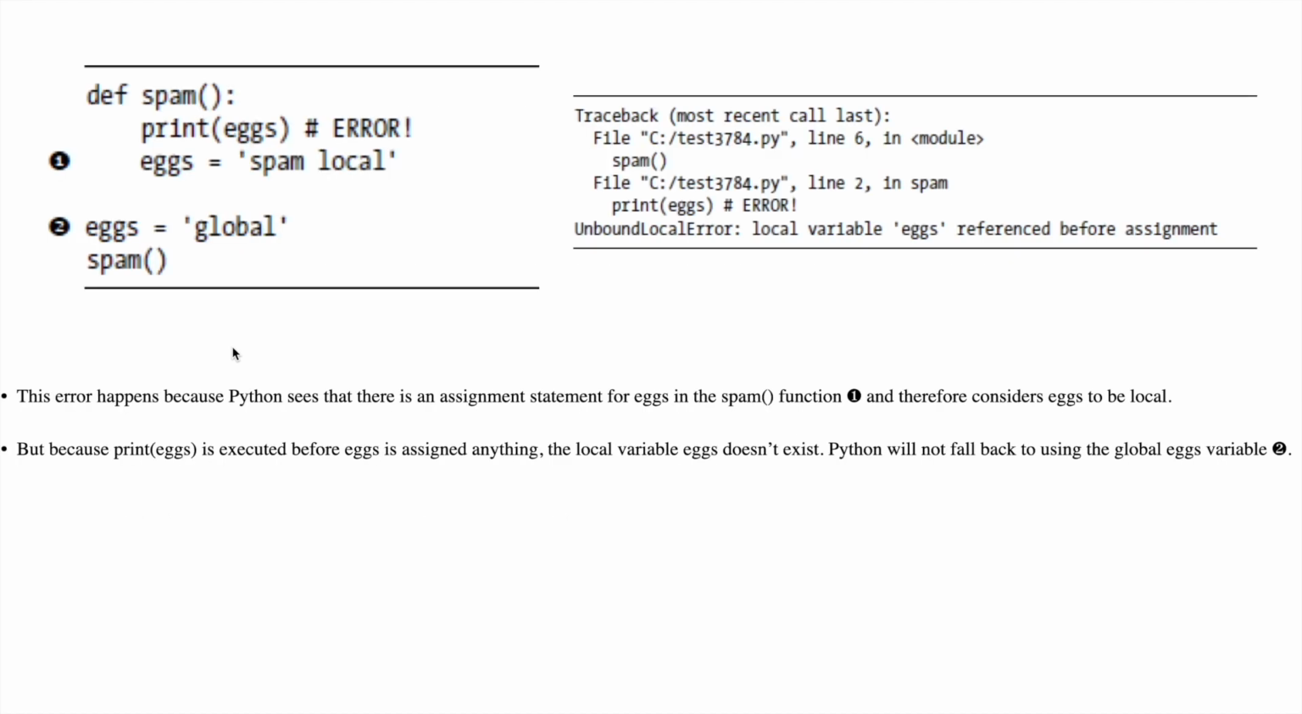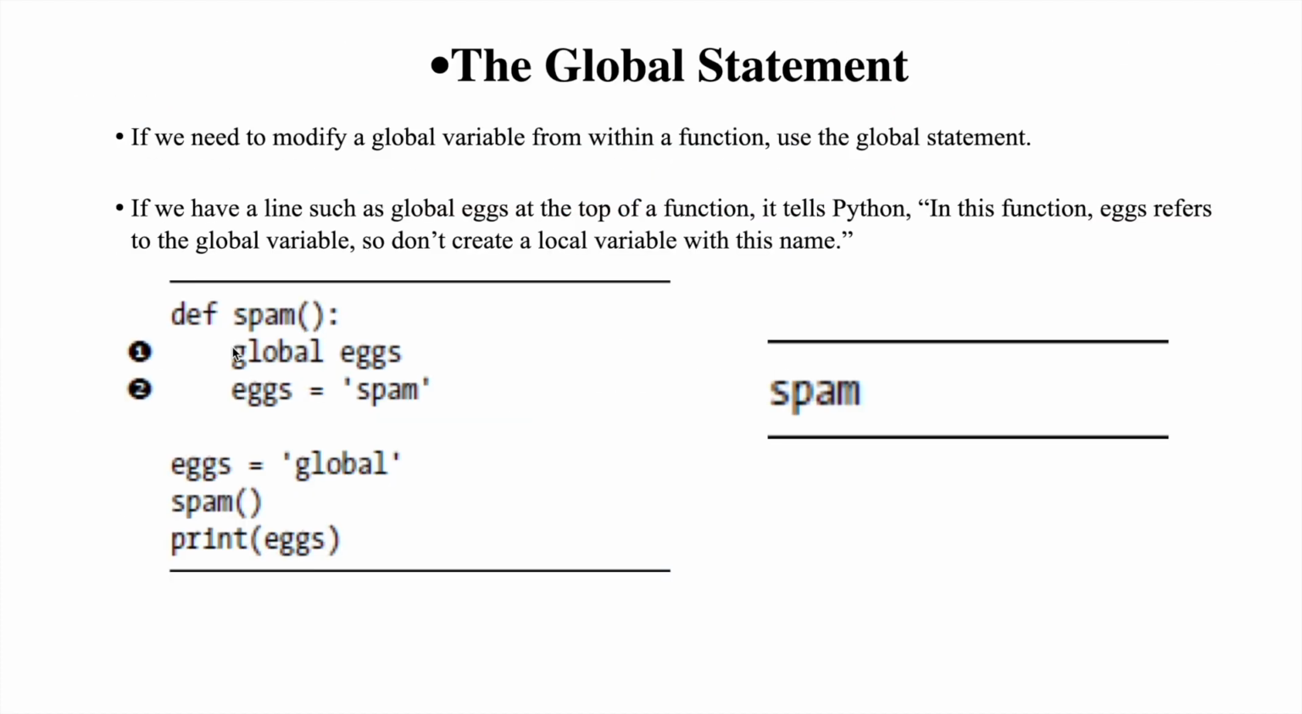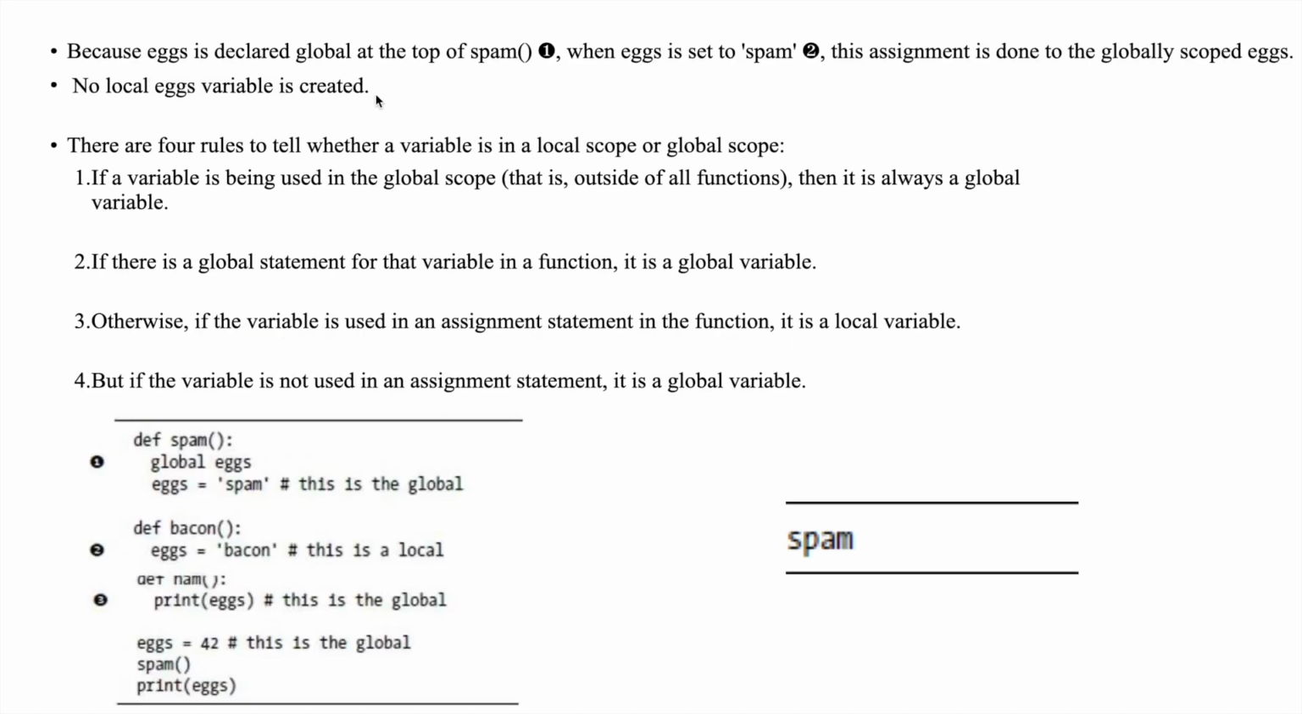So this is the global statement. Whenever it sees the global keyword or global statement, it will use the variable x with a global scope. It's not going to create one more variable with the local scope. Okay, just remember that. So no local x variable is created.